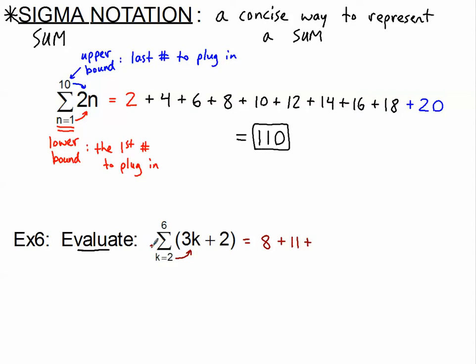I plugged in my 3. Let's plug in a 4. 3 times 4 is 12. 12 plus 2 is 14. Let's plug in a 5. 3 times 5 is 15, plus 2 is 17. Do you start to see a pattern here from 8 to 11 to 14 to 17?